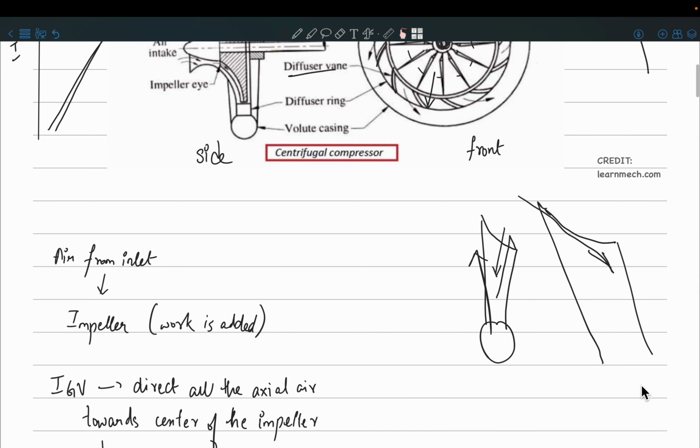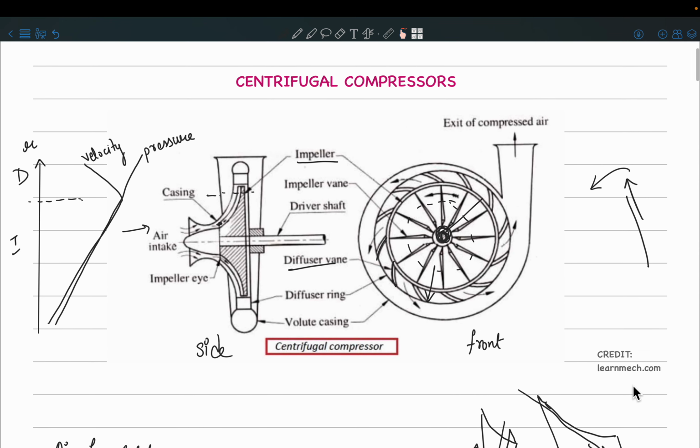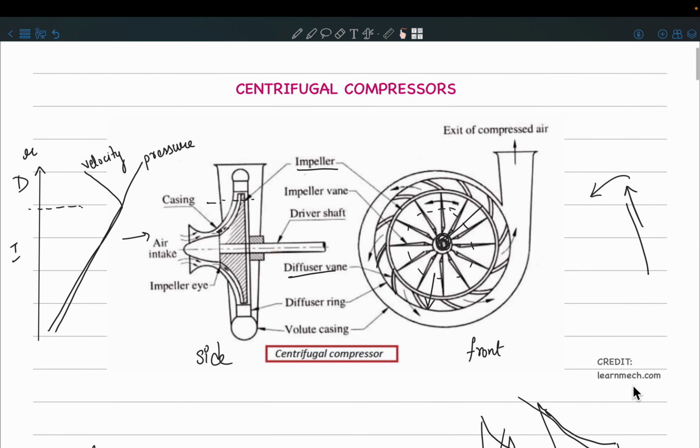Are you understanding? So the job of the inducer is to ensure that all this air coming from the axial flow is moved towards the center.